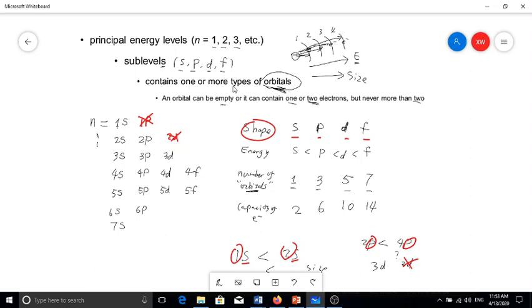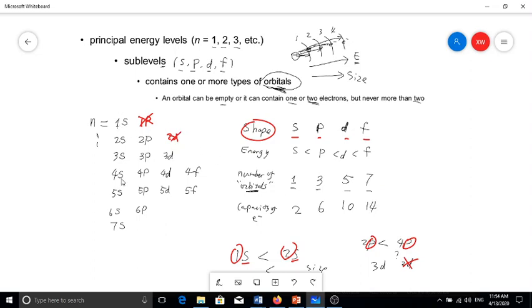Different sublevels contain different numbers of orbitals. For instance, S, P, D, F, in order of increasing energy, also in the order of increasing number of orbitals. The S sublevel has 1 orbital, P sublevel has 3 orbitals, D has 5, F has 7. Because of the maximum capacity of 2 electrons in each orbital, the S sublevel would contain up to 2 electrons, P sublevel up to 6 electrons, the 5 orbitals in D would contain up to 10 electrons, and the 7 orbitals in F would contain up to 14 electrons.